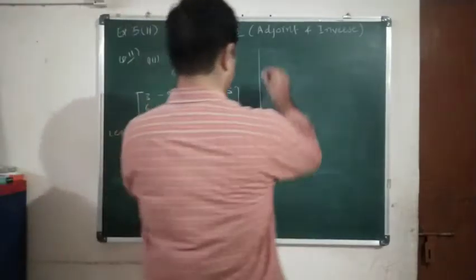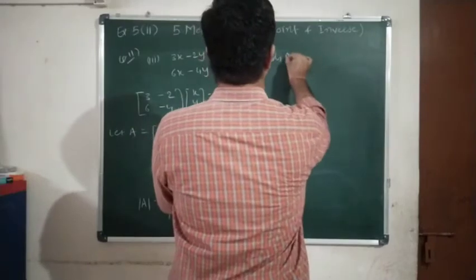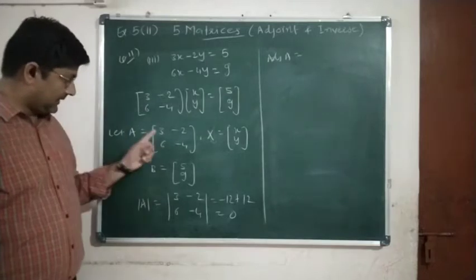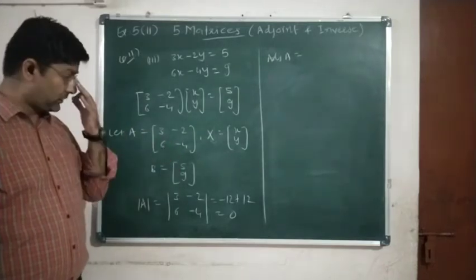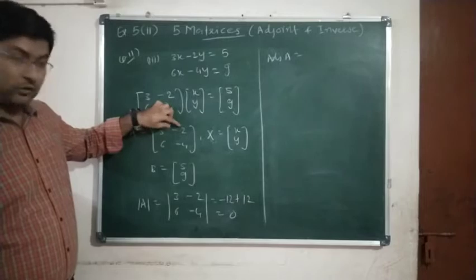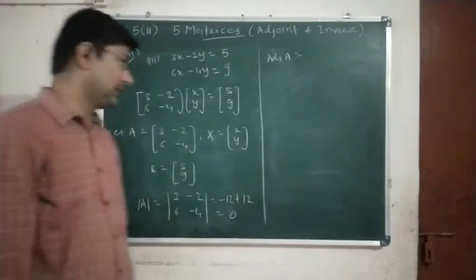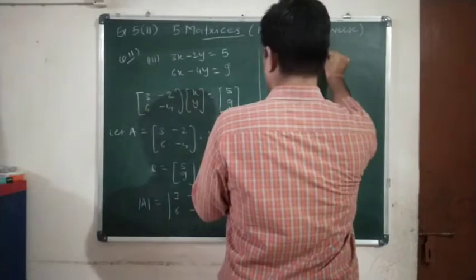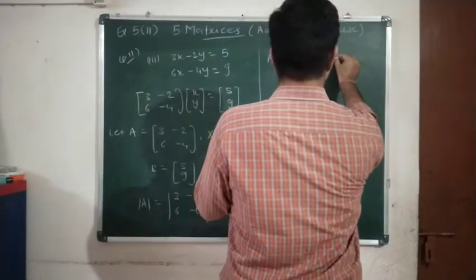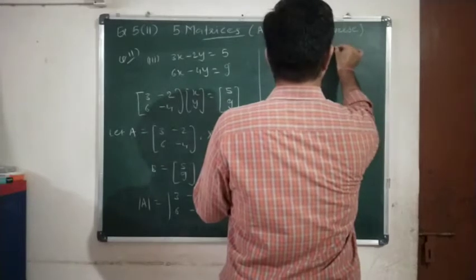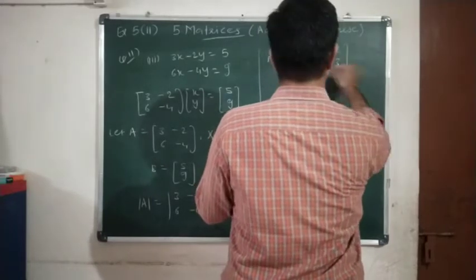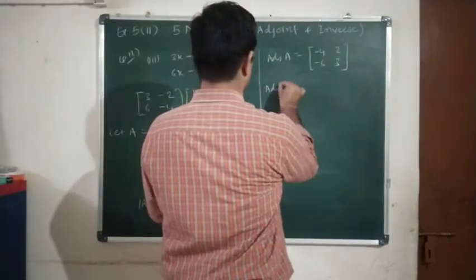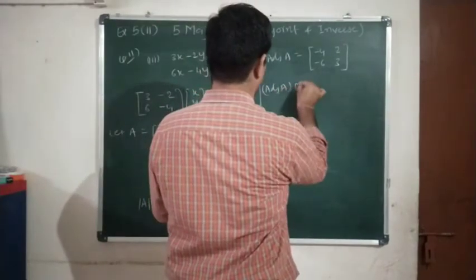So first let us calculate the adjoint of A. Now the adjoint of a 2 by 2 matrix can be easily written by interchanging the diagonal elements and by changing only the signs of the off diagonal elements. So let us write down the adjoint, that is minus 4, 3, 2 and minus 6. Clear?